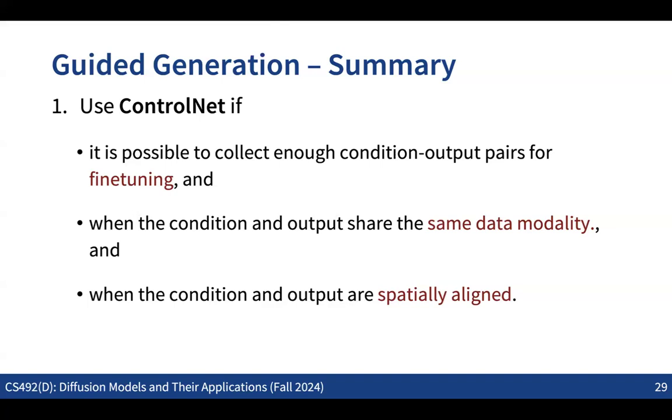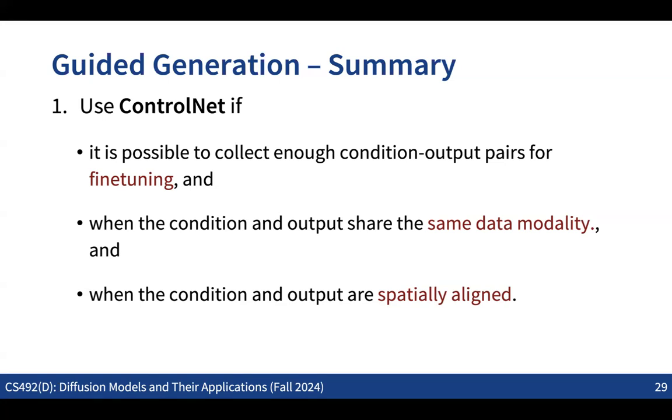So when you have a sufficient amount of pairs, not just 10 or so, but hundreds, thousands, then we can consider using ControlNet. To use ControlNet, we should have enough training data so that we can fine-tune the network. That's the first condition, right? Without the training data, we cannot use ControlNet.